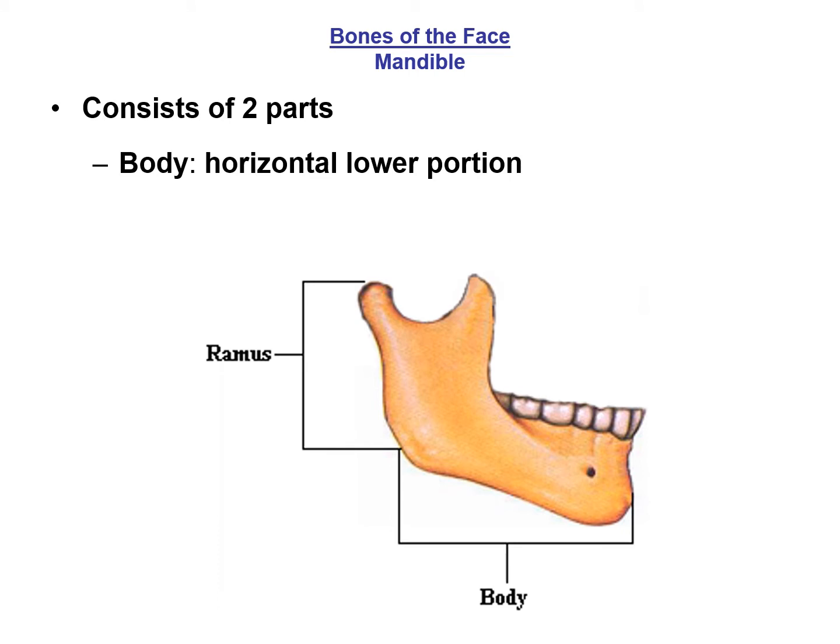The body is the horizontal lower portion of your jaw, so this part down here. This would be the angle of the jaw where the body and the ramus meet. And so the ramus is then the vertical superior portion of your jaw. You only have one body of the jaw, but you do have two ramuses, or rami as plural. We're first going to look at the structures of the body of the mandible.